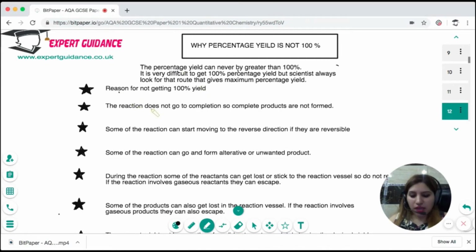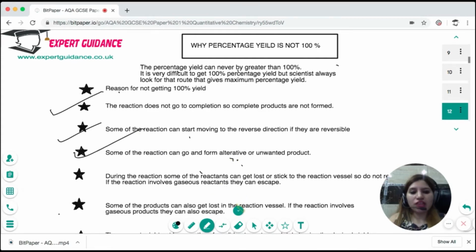First, certain reactions do not go to completion, and the products are not formed. Some reactions, if they're reversible, can start moving to the reverse side, so that will also decrease the yield. Some reactions can form an alternative or unwanted product, so you might not make the product that you want.